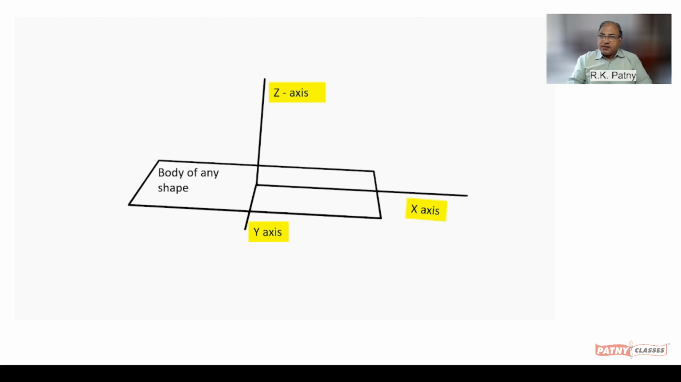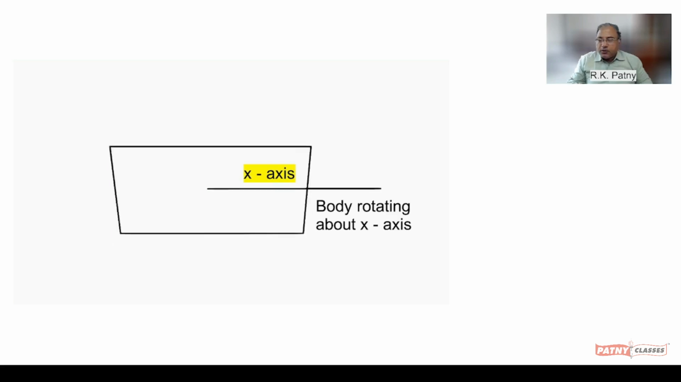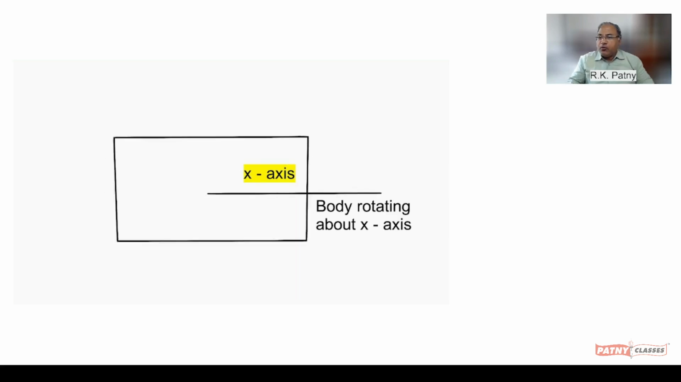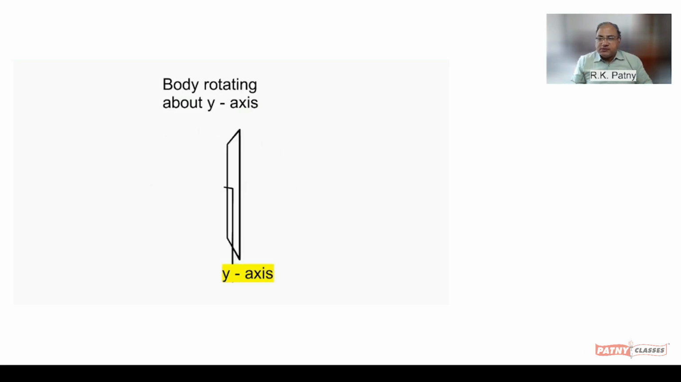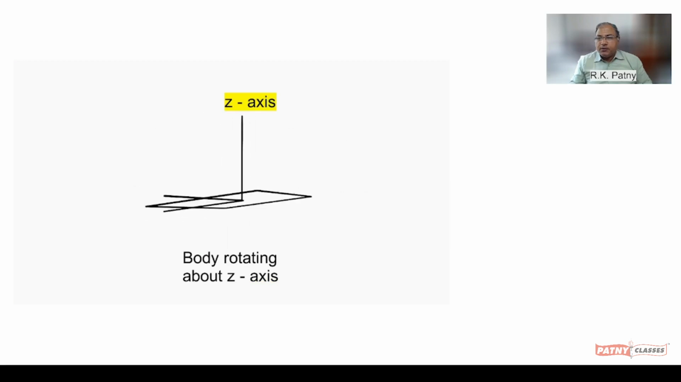First of all, let us see the rotation of the body about the x-axis, y-axis and z-axis. Now the body is rotating about the x-axis. Now the body is rotating about the y-axis, and now the body is rotating about the z-axis.